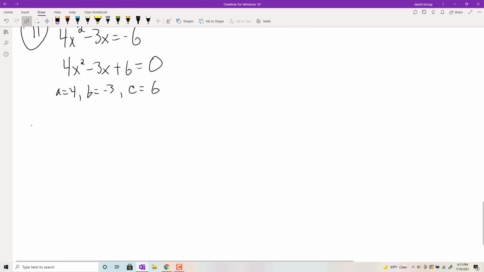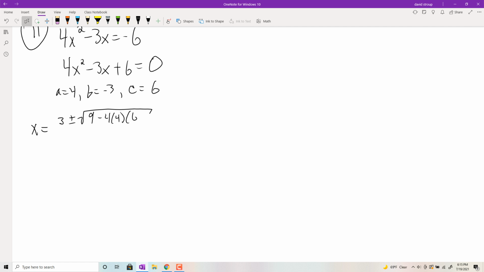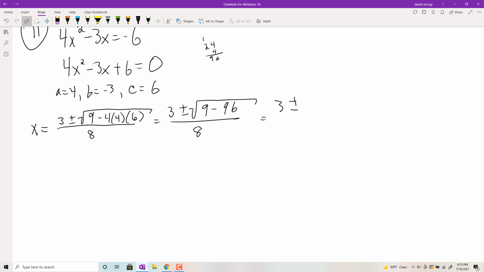And then plug and chug. So x is negative negative 3, which is 3, plus or minus the square root of b squared, which is 9, minus 4 times a times c, all over 2 times a, which is 8. So you have 3 plus or minus the square root of 9 minus 24 times 4, 6, carry 1, 96, over 8. This will be 3 plus or minus the square root of negative 87 all over 8.